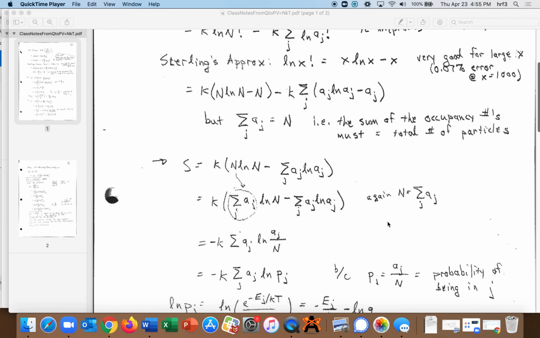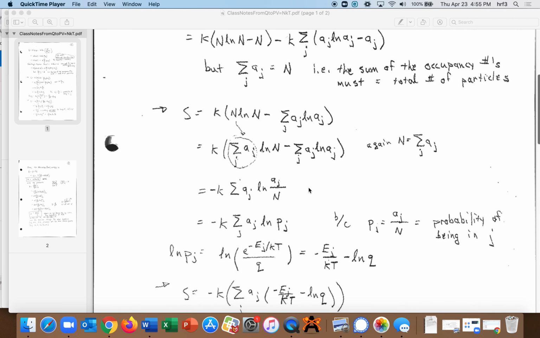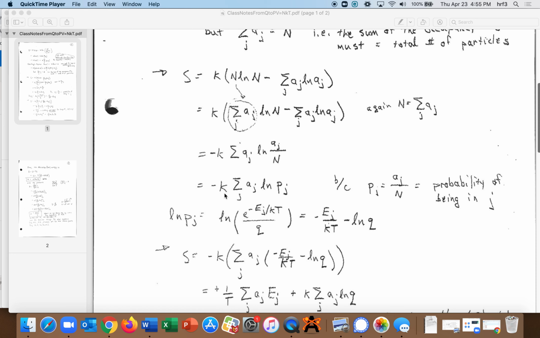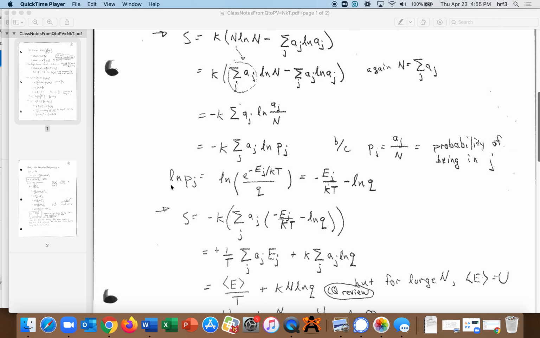Because of that sum, now again I have the difference of logarithms, so I can re-express that as the logarithm of the ratio. And once I have that ratio, this is actually k times the sum over j of a_j ln p_j, because p_j, the probability of being in state j, will be the occupancy of state j divided by the sum of all the occupancies, which is just the number of atoms. And if I take the logarithm of both sides, the logarithm of p_j, this is just the Boltzmann distribution.